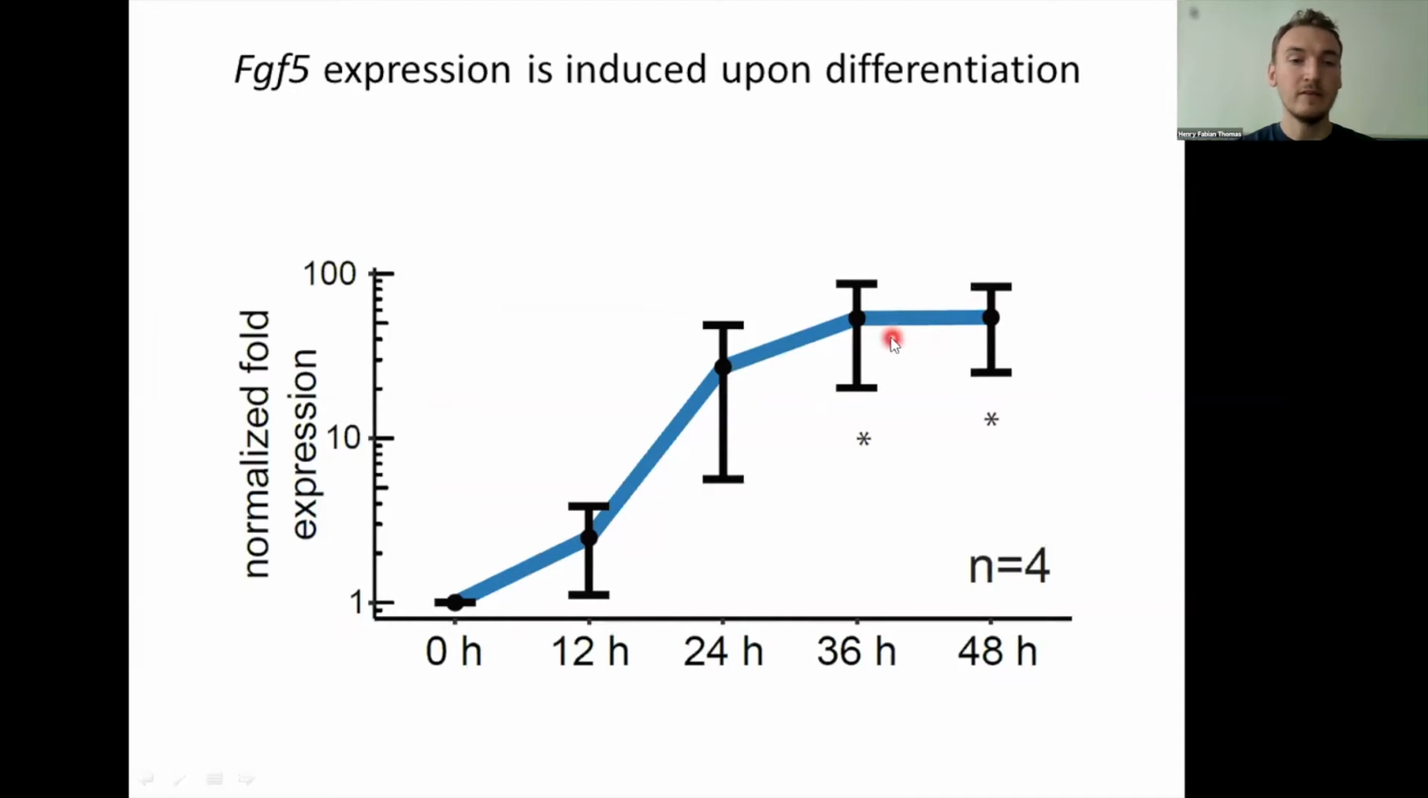So now we have a gene that is regulated by multiple enhancers and that is activated upon differentiation. So this is a good model system to answer the questions that we're interested in. But maybe the most important property of Fgf5 is that it is not at all required for embryonic stem cells or for the differentiation.